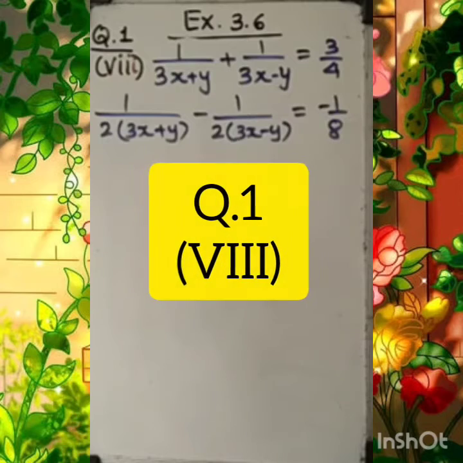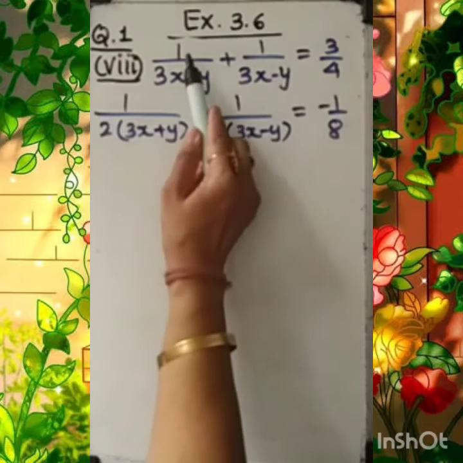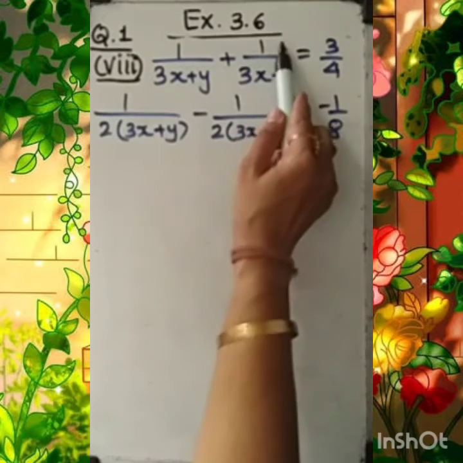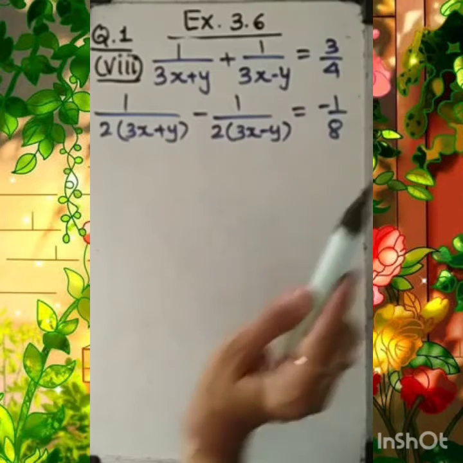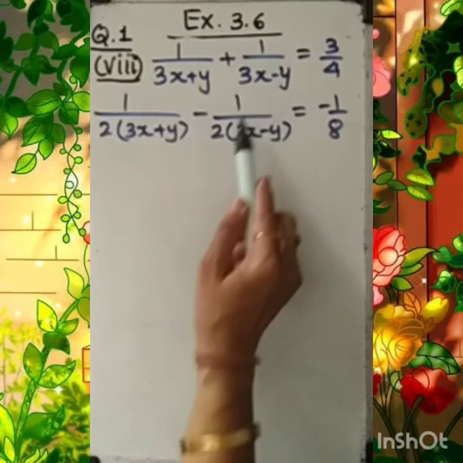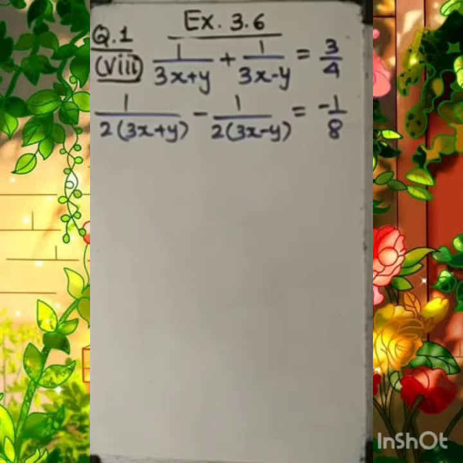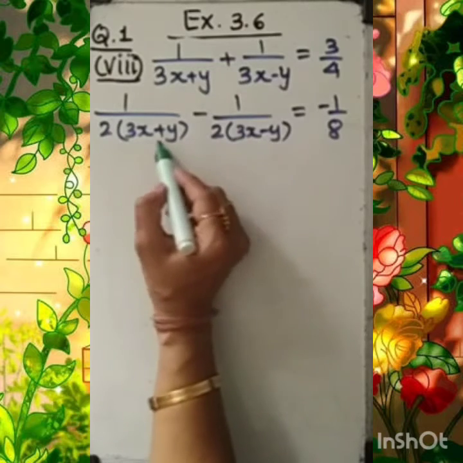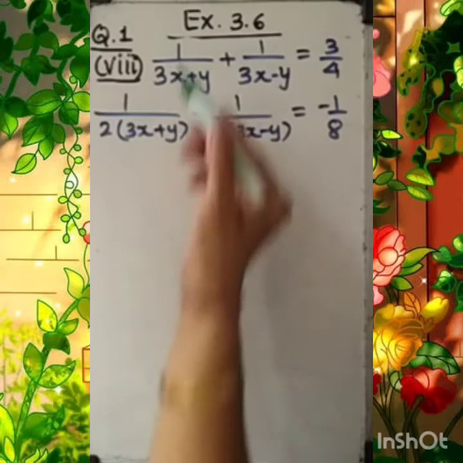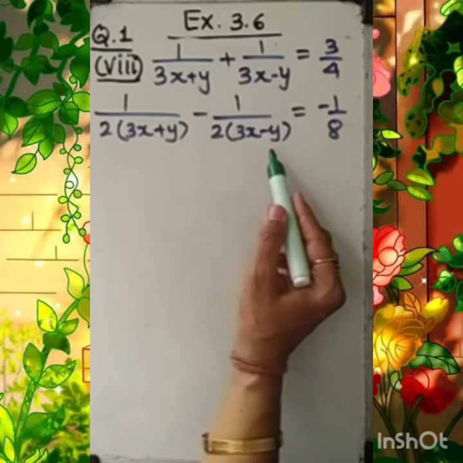Dear student, here question number 1, it's the 8th question. This is the 8th part. The question is 1 upon 3x plus y plus 1 upon 3x minus y equal to 3 by 4. And 1 upon 2 in bracket 3x plus y minus 1 upon 2 in bracket 3x minus y, which is equal to minus 1 by 8. As we have studied in the previous question, our knowledge says it's very clear here: 3x plus y, 3x plus y, there is a similarity. They are 1 upon the denominator, 3x minus y, 3x minus y.